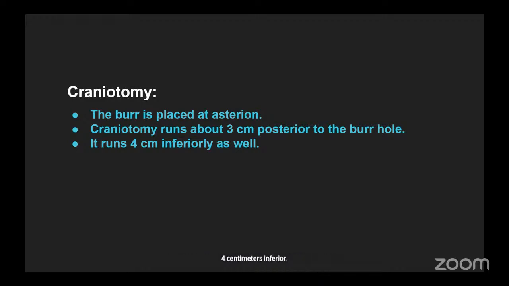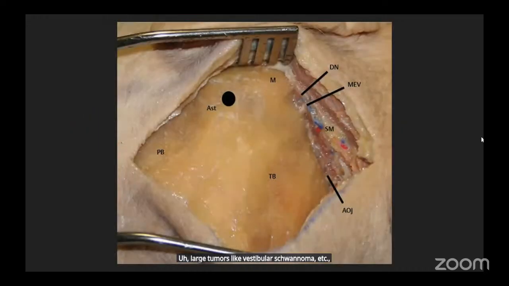Now, this again depends on the case. For example, you are not going to make a 3 into 4 centimeter craniotomy for a trigeminal neuralgia patient. For MVD, the craniotomy is probably 1.5 into 1.5 at max. 3 into 4 or 3 into 3 works well when you are doing large tumors like vestibular schwannoma, etc. So the size of the craniotomy especially is going to be guided by the pathology you are operating on.